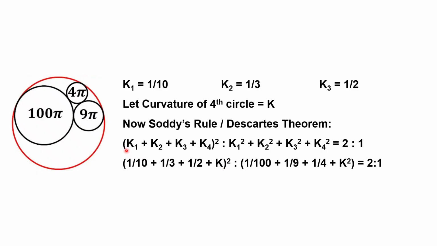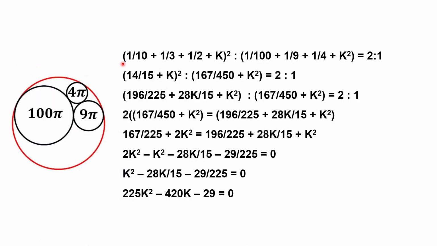In the first we add and then square, and in the second we square and then add. So the square of the sum and the sum of the squares, the ratio should be 2:1. So we got (1 by 10 + 1 by 3 + 1 by 2 + K) whole square is to (1 by 100 + 1 by 9 + 1 by 4 + K square) as 2:1. Now add and simplify and then cross multiply and simplify. Ultimately you will get the quadratic equation 225K square minus 420K minus 29 equal to 0.